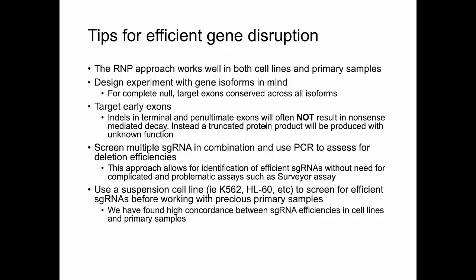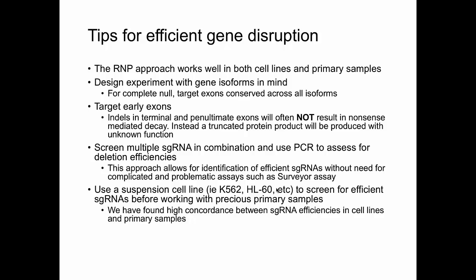And the second is to target early exons. Really, you want to avoid the terminal and penultimate exons, which will have somewhat unknown consequences. They often don't result in nonsense-mediated decay. Instead, a truncated protein product can be produced with an unknown function.